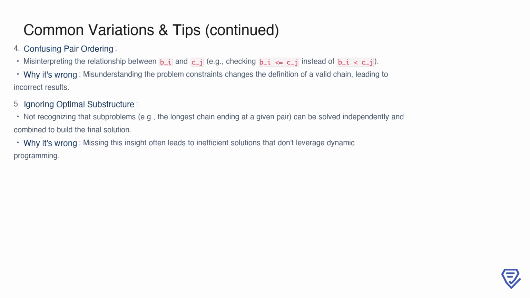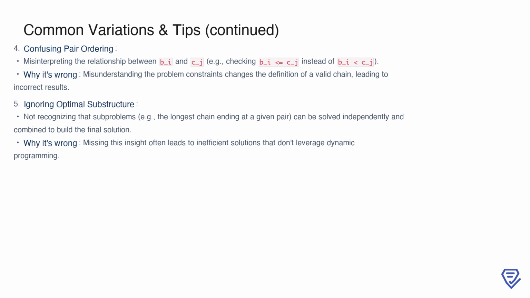Another common mistake is confusing the pair ordering. A typical example is misinterpreting the relationship between the end of one pair and the start of the next, such as checking b_i equals c_j instead of the correct condition, b_i < c_j. This misunderstanding can fundamentally alter the definition of a valid chain, leading to incorrect outcomes.